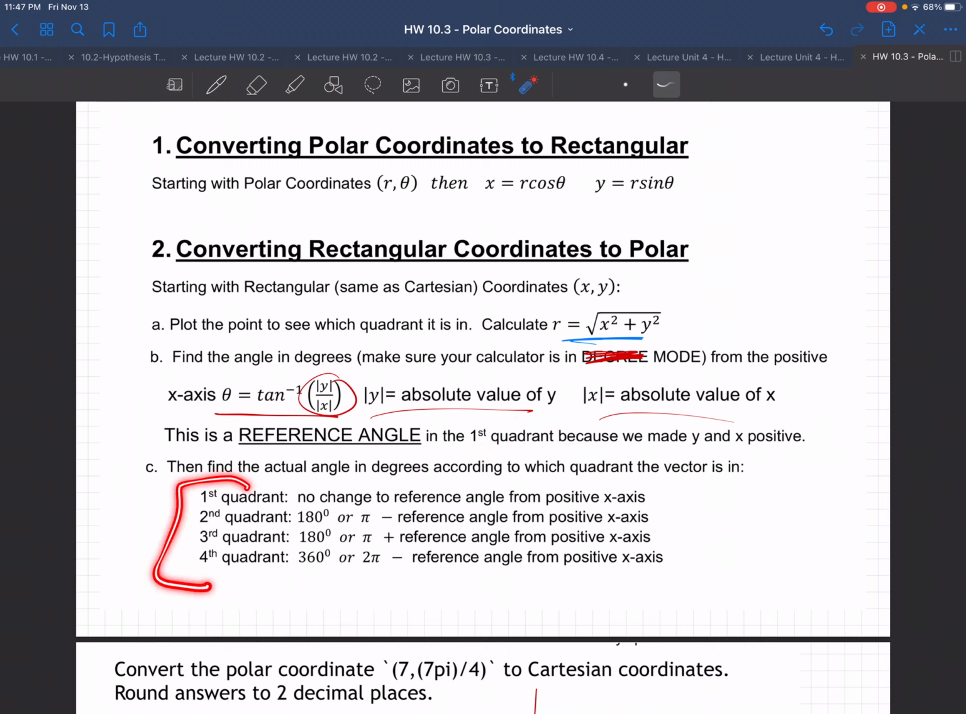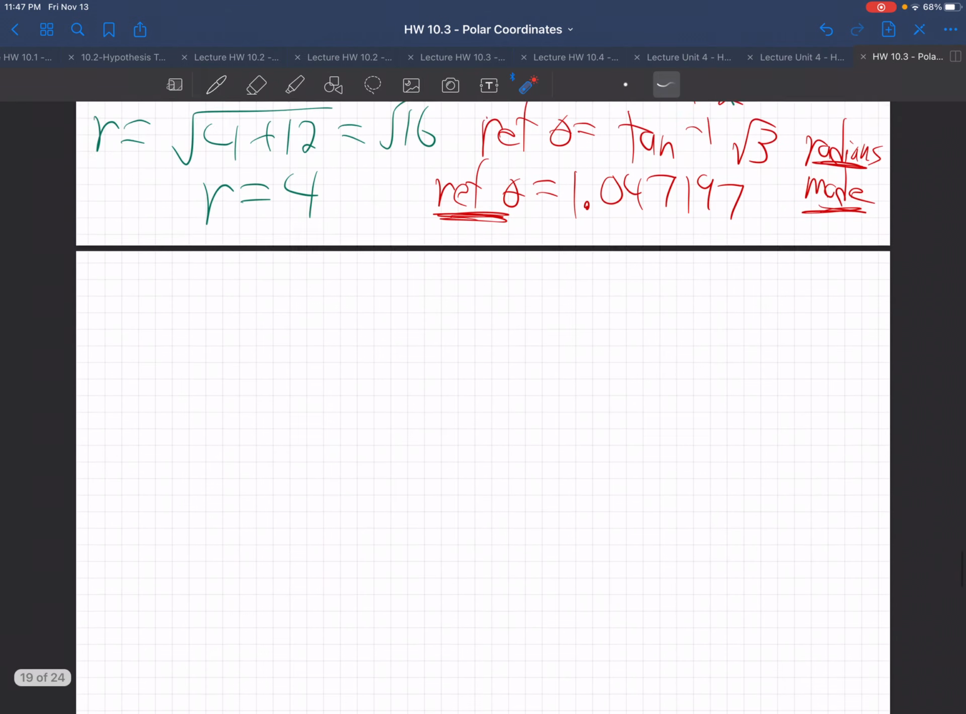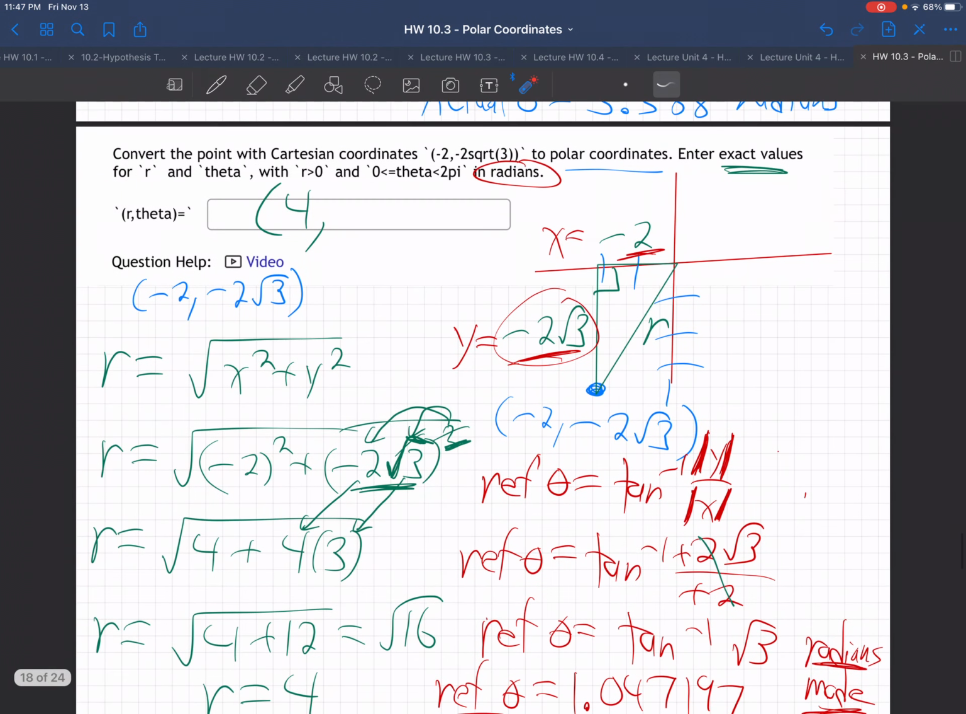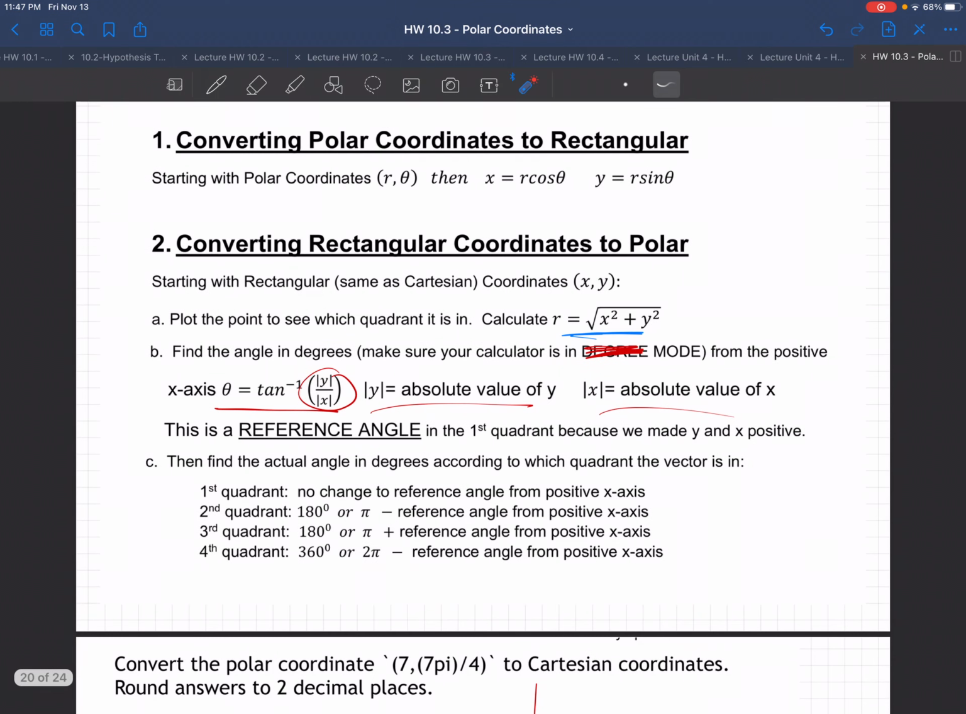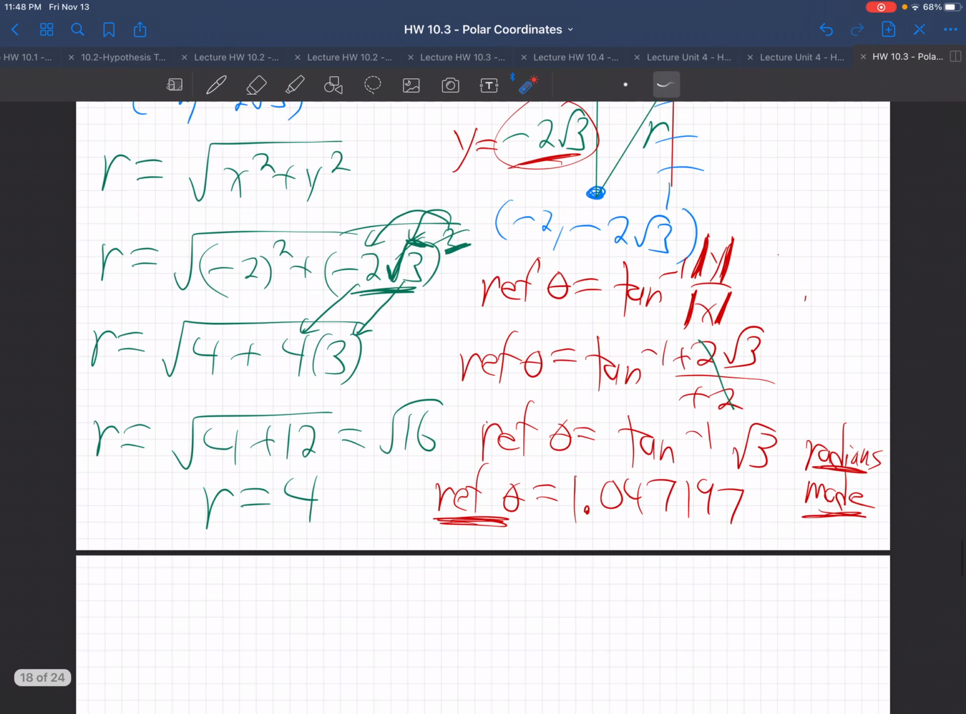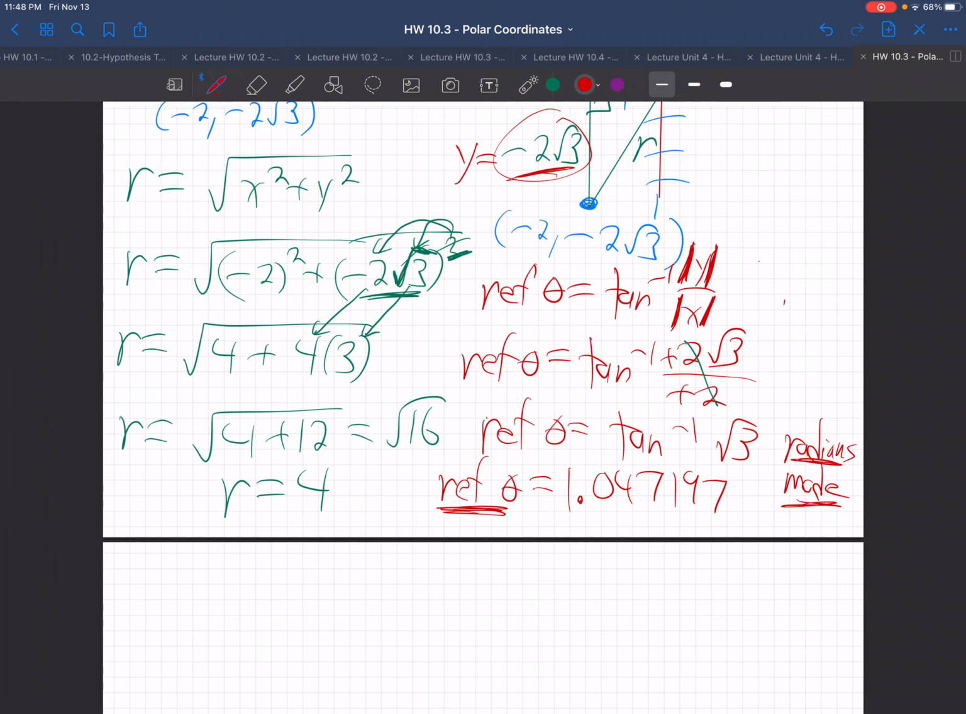So now you got to go to whatever quadrant you're really in. What quadrant are we in? That's why we plotted it on the first step. We're down here in the third quadrant, right? That's where our point actually is, back down to root 3. We're in the third quadrant. So in the third quadrant, you got to take 180 or pi, depending on which mode you're in, plus the reference angle. 180 plus the reference angle, or pi plus the reference angle.